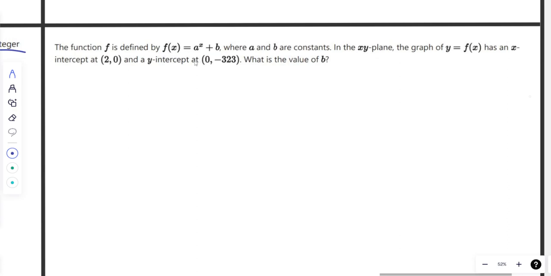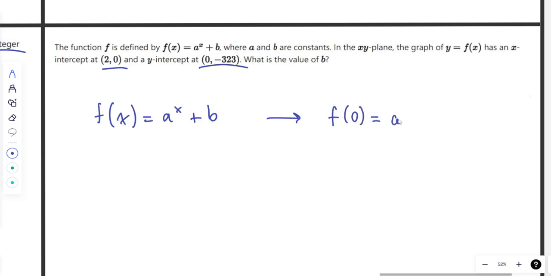It says we have a function a to the power x plus b. a and b are constants, and the graph has an x-intercept at 2 and a y-intercept at (0, negative 323). Well, they literally give us points here. All we need to do is set up a system of equations, right? We know that f of x equals a to the x plus b. So why not set up f of 0 equal to a to the 0 plus b. That's equal to negative 323, and I got that information from here.